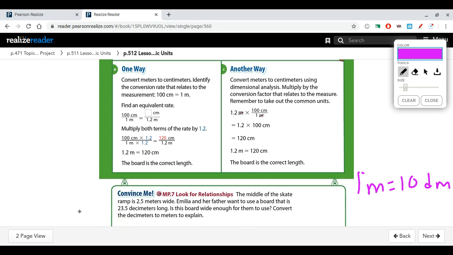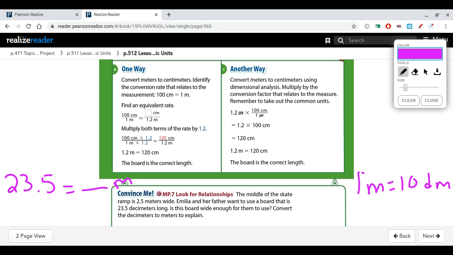And so what I need to do is convert 2.5 meters into decimeters. Okay. Oh, I'm sorry, because it says convert the decimeters to meters to explain. So I'm going to do 23.5 decimeters, and I want to know that's going to be equal to how many meters.